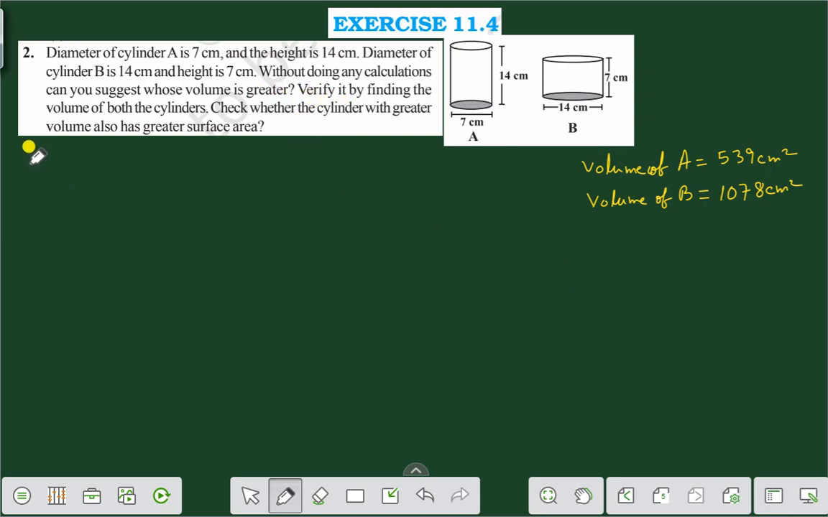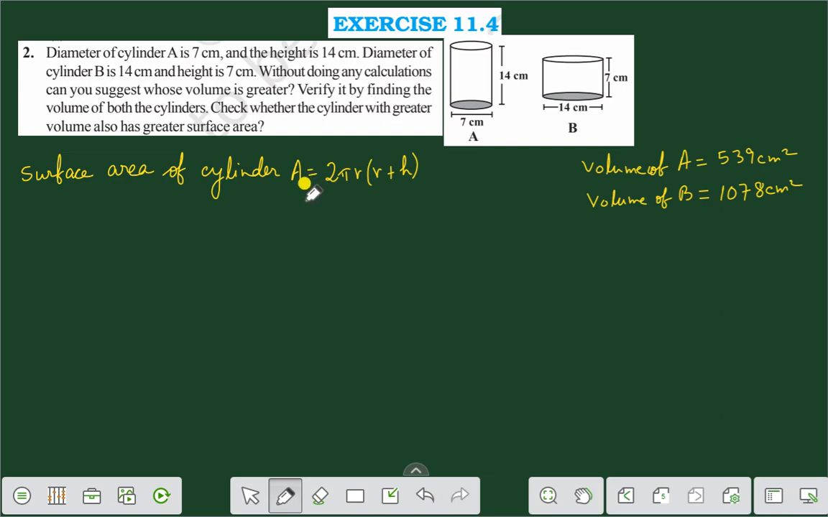Let us find the surface area of cylinder A. We know the surface area of a cylinder is equal to 2 pi r into r plus h.